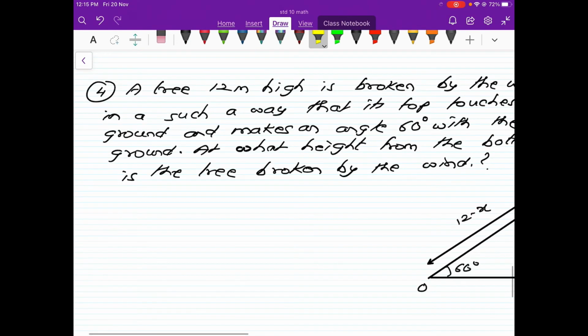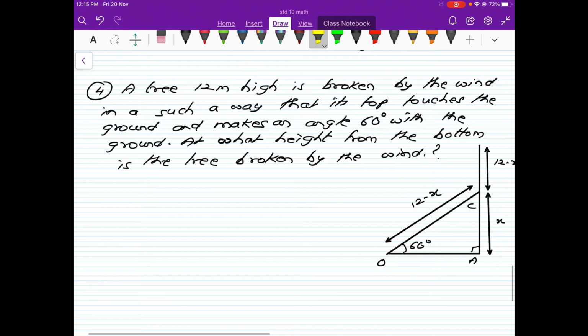Now we come to another sum, the fourth sum. Just see this. A tree 12 meters high is broken by the wind in such a way that its top touches the ground. So due to heavy wind, the tree gets broken in the middle and when it falls down, it makes an angle of 60 degrees with the ground. Now the question is what height?